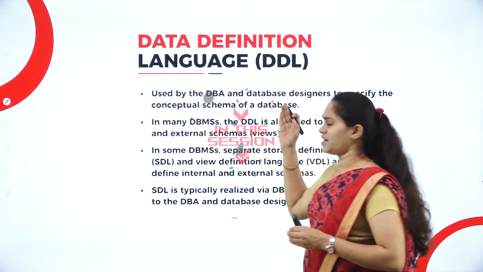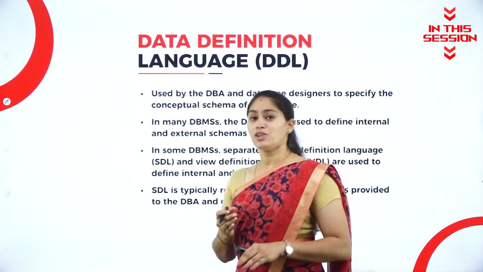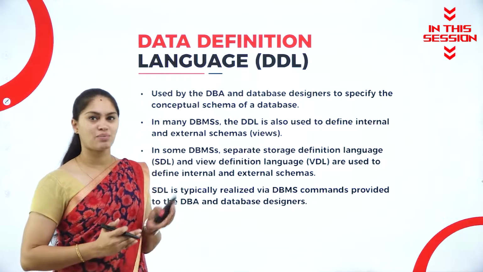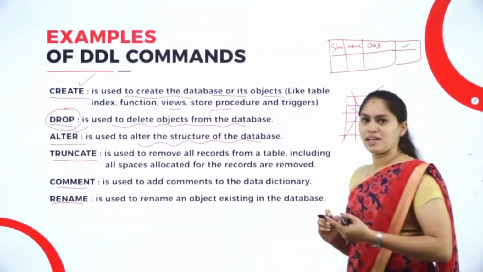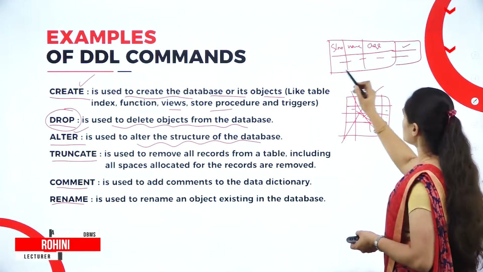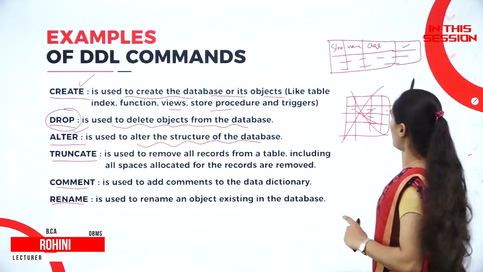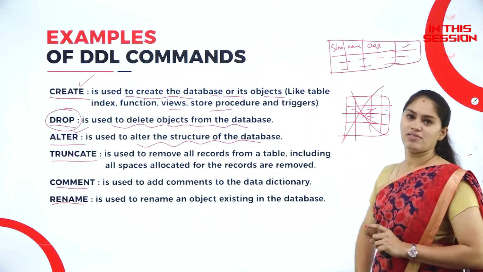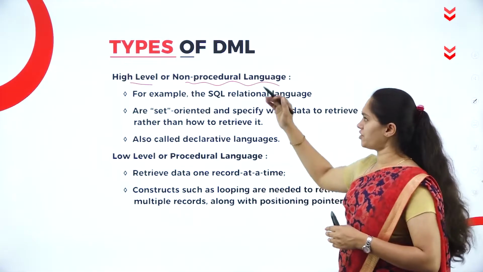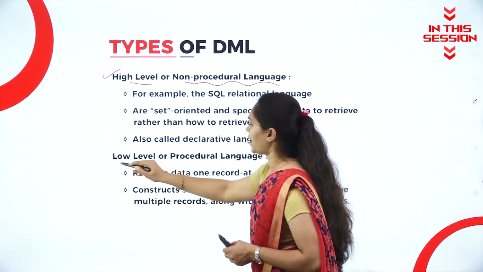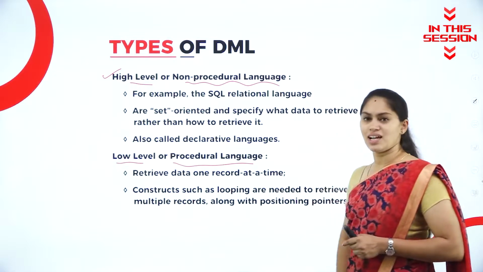With this data definition language, most of the time it is going to be used by the database administrator as well as by the database designer. Update is used to update the values of a row, but alter is used to alter the schema of a table or the structure of a database. We have two types of DML here. One is high level or non-procedural language and another one is low level or procedural language.